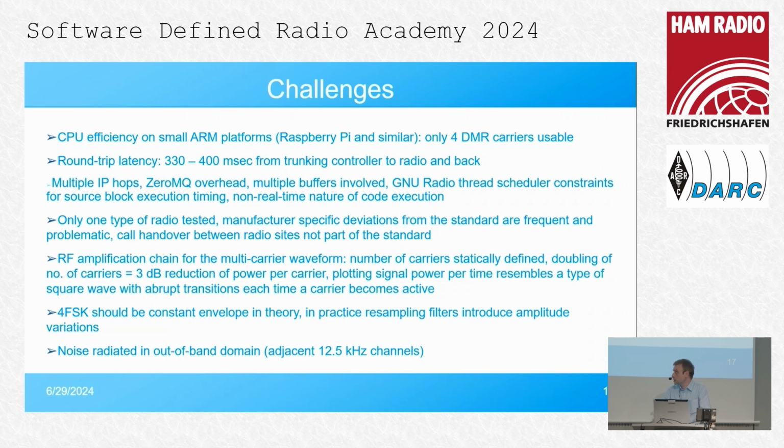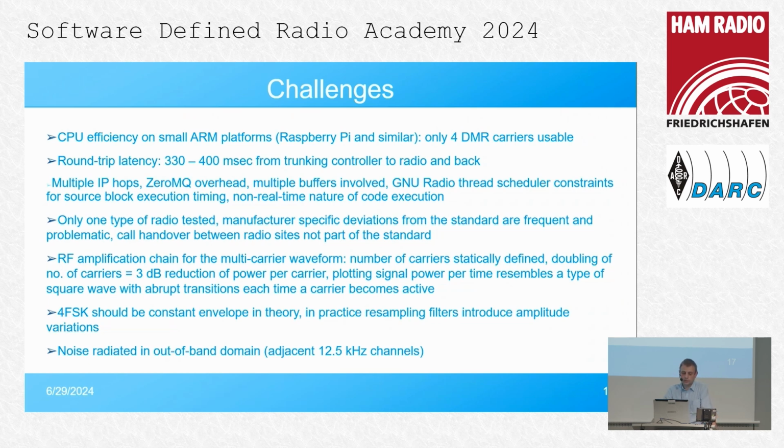Some challenges were encountered during the creation of this. First of all, the CPU efficiency for the whole system on small ARM platforms, embedded Linux. It's not that great, so only 4 carriers are possible. Then, of course, the latency. We can't avoid having latency of about 30 to 40 milliseconds. That means coming from the trunking controller to radio and back to the trunking controller.